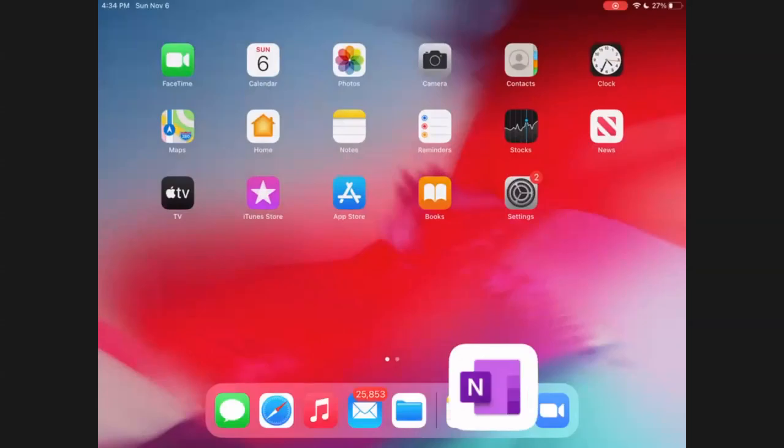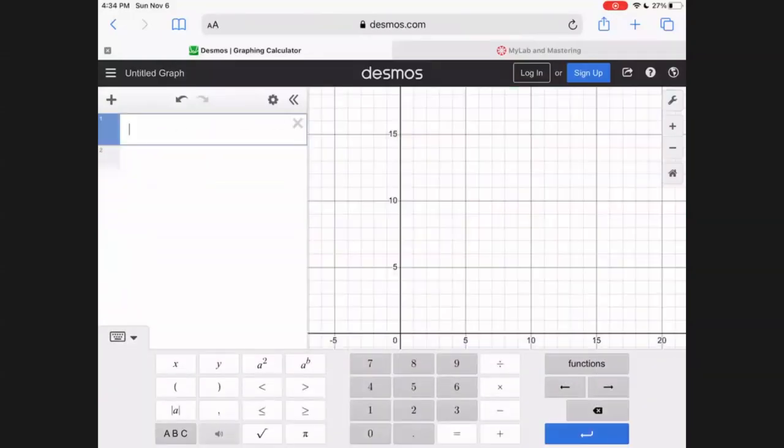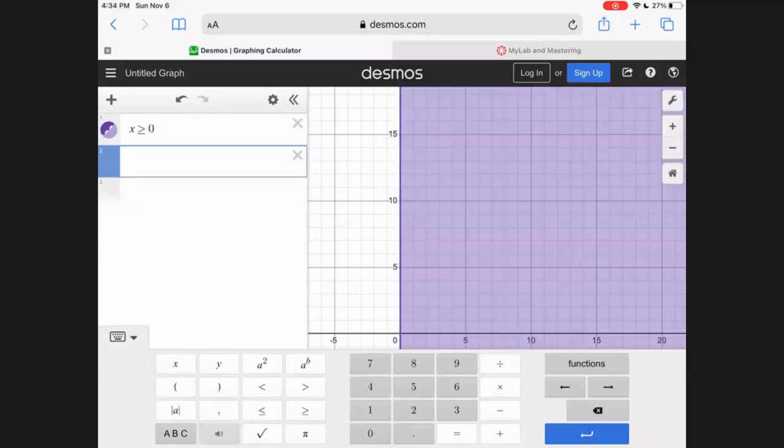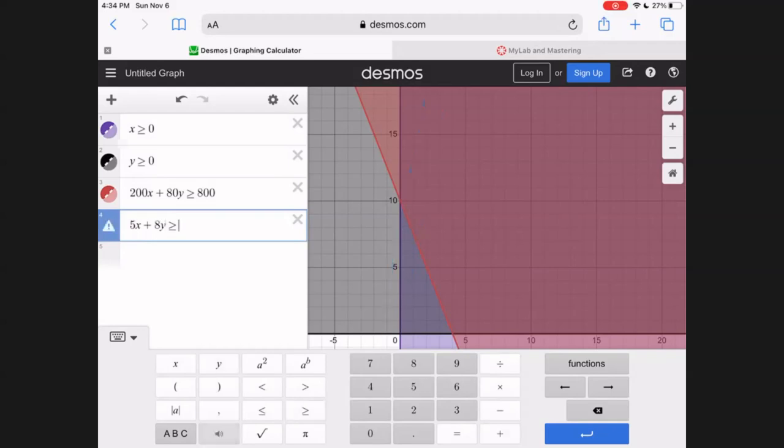So if we look at Desmos here, we'll do our first ones. X is greater than 0, y is greater than or equal to 0. And then we have 200x plus 80y is greater than or equal to 800. So we see we're already in this upper right region. And then the next one, 5x plus 8y is greater than or equal to 32.